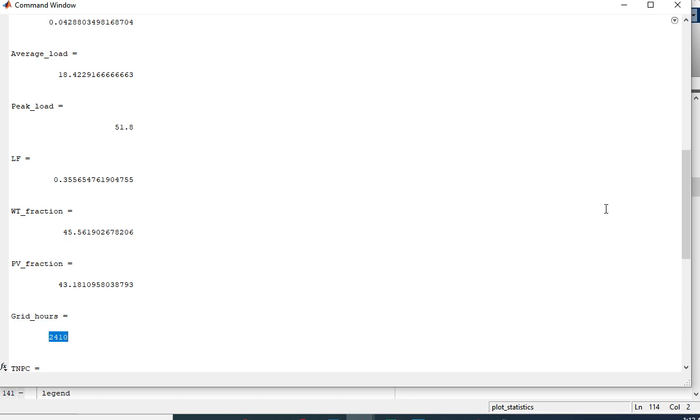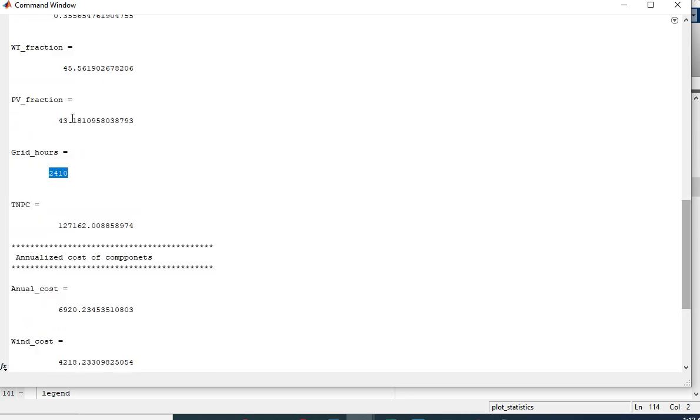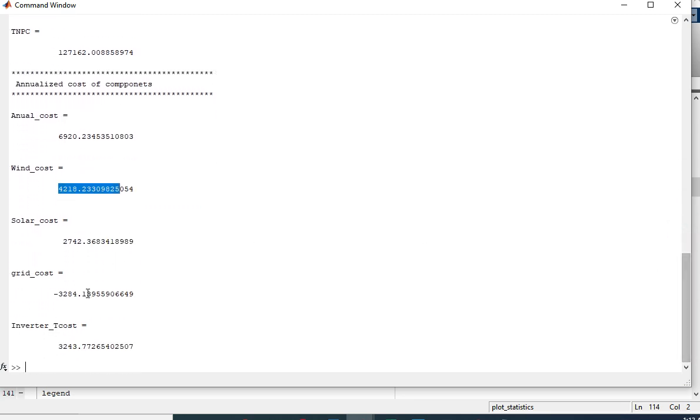This shows for how many hours the grid is operational for a specific purpose, as you mentioned. So you have a choice either to show running hours for grid purchases or for sales or for both, the addition of both of these. So it's totally your choice. So total net present cost: what amount should be spent to install this system? That is the net present amount you need to install this one. So this is the annualized cost of the system, wind cost and solar cost, grid cost, and the inverter cost.